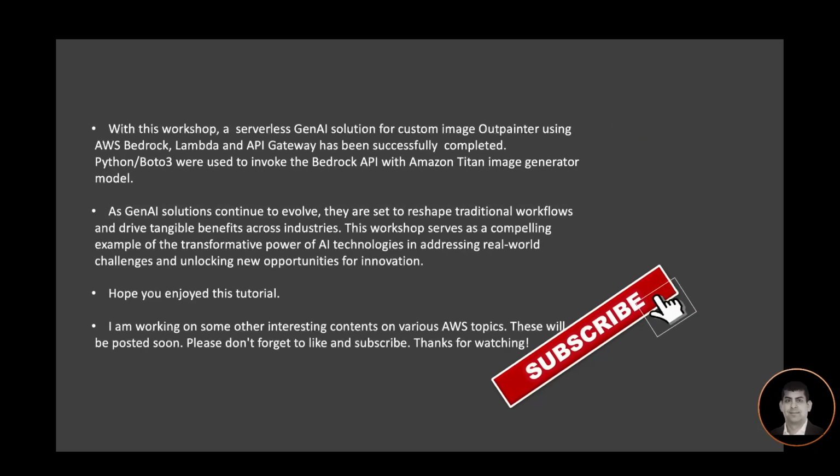So with this workshop, a serverless GenAI solution for a custom image Outpainter using AWS Bedrock, Lambda, and API Gateway has been successfully completed. Python Boto3 was used to invoke the Bedrock API with the Amazon Titan Image Generator model. As GenAI solutions continue to evolve, they are set to reshape traditional workflows and drive tangible benefits across industries. This workshop serves as a compelling example of the transformative power of AI technology in addressing real-world challenges and unlocking new opportunities for innovation.